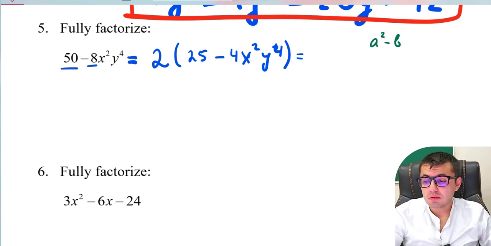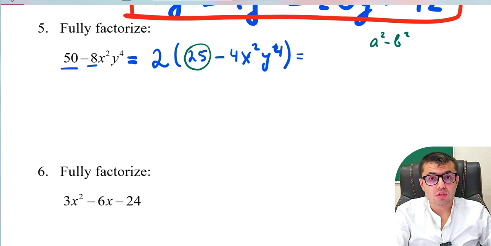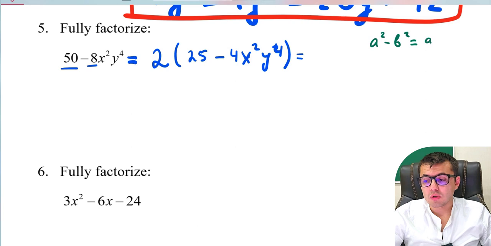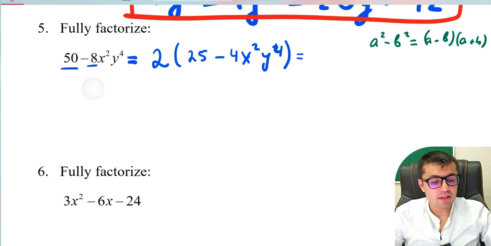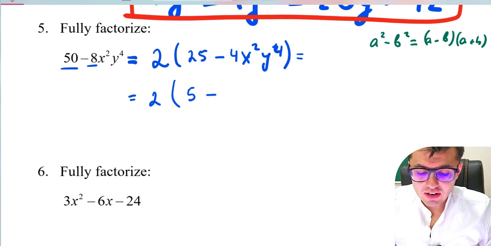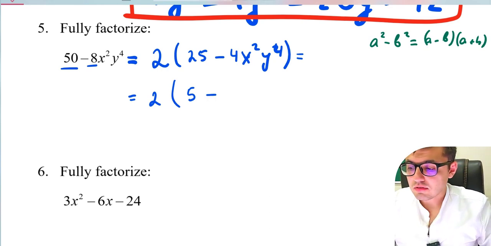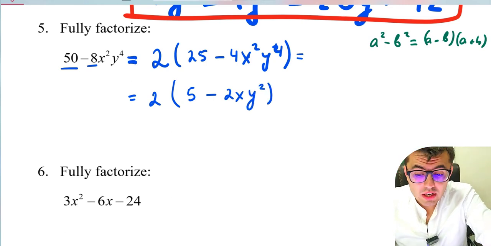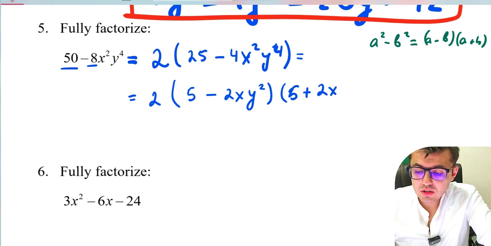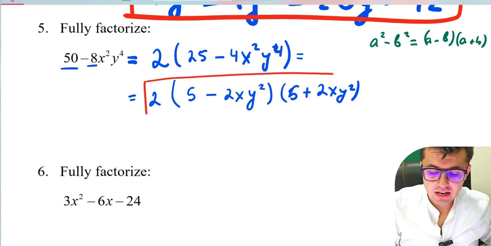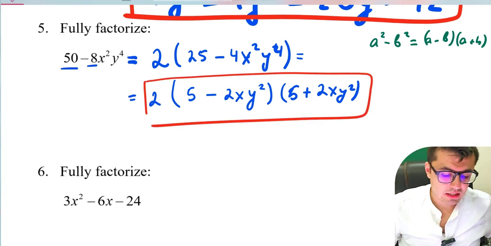And the formula is a squared minus b squared, because this is something squared and this is actually something squared. And I know that a squared minus b squared can be factorized as (a minus b) times (a plus b). So I'm going to leave 2 untouched. This would become 5 minus 2xy squared, and 5 plus 2xy squared. So that's going to be the final answer. And I'm going to continue.